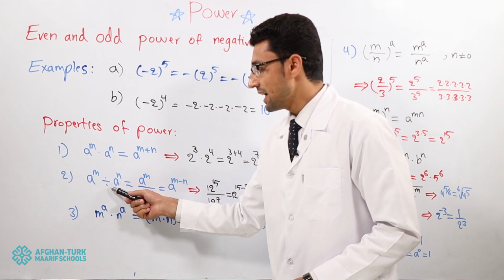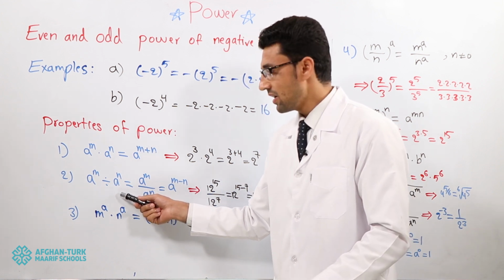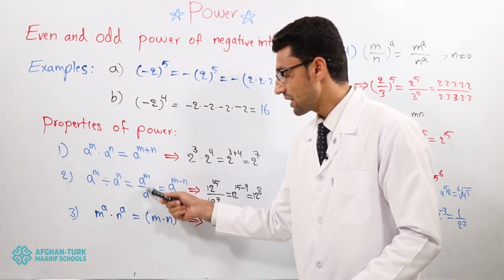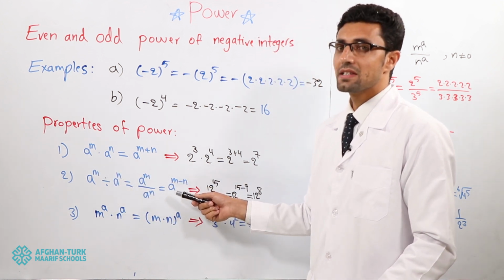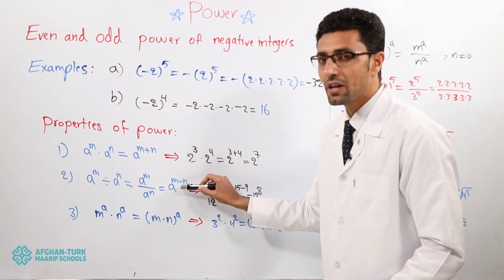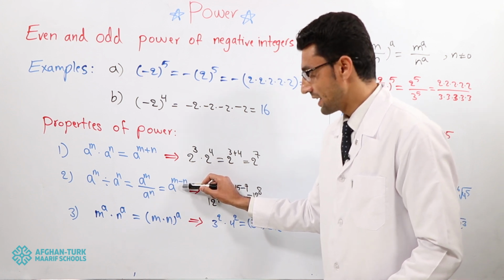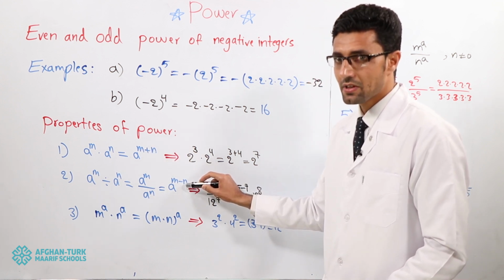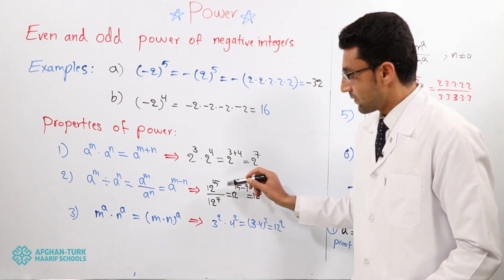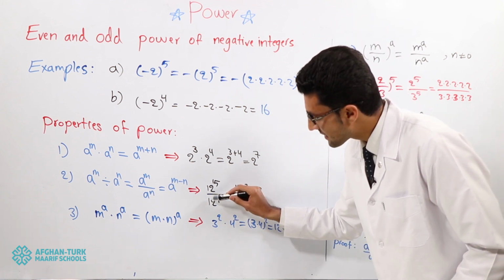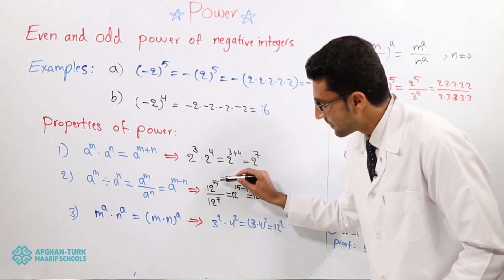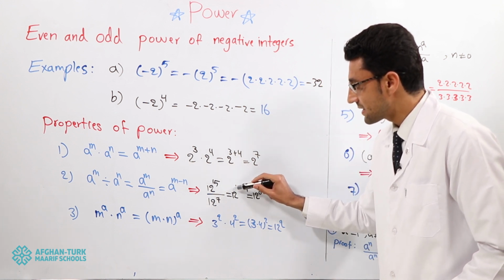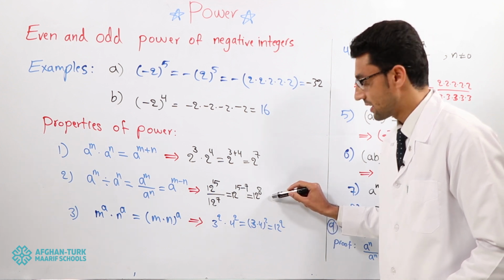If they are in division, with equal base and different powers, we can write it like this. The difference is that the powers will be subtracted. Here we have addition, here we have subtraction, m minus n. For example, you see that the bases are equal, 12, but the powers are different, 15 and 7. So we have to take one base and we subtract the powers.